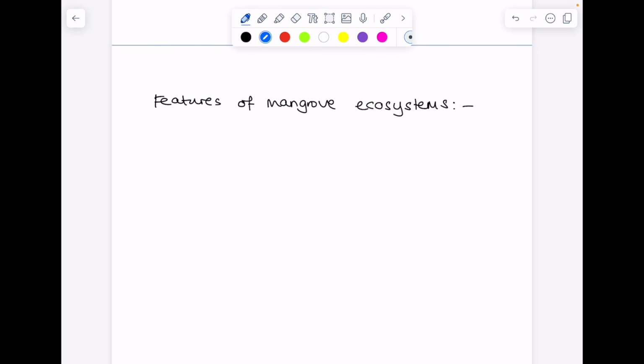So what are the features of mangrove ecosystems? Well, first of all, you'll find that they are trees which effectively have one foot in the sea, one foot on land. So they're trees which live on the coastline. You'll find shallow water there, which will definitely influence their distribution.